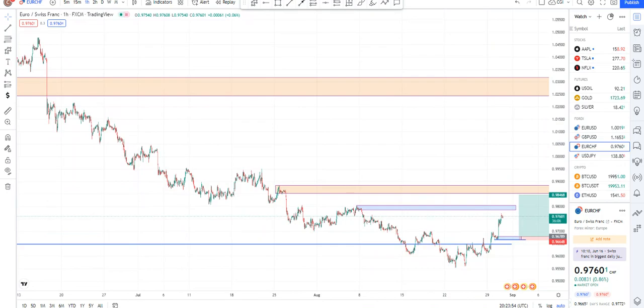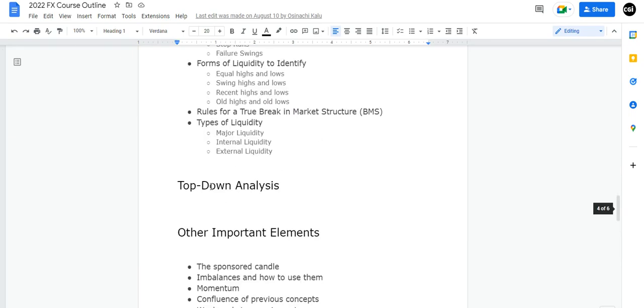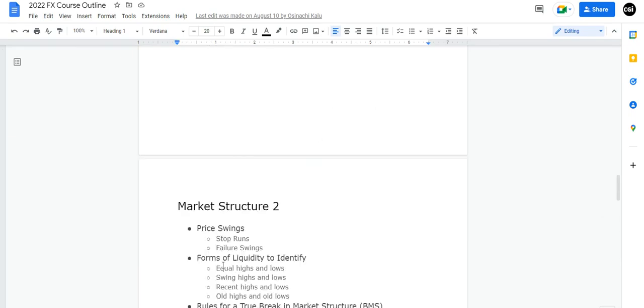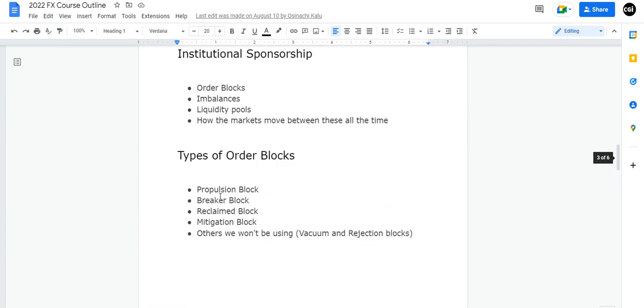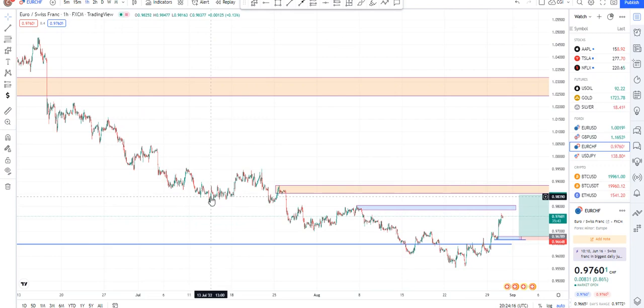Backtest everything we've learned so far. Backtest the sponsor candle, backtest the imbalances, backtest the stop runs, failure swings, equal highs and lows, all these things, mitigation block. Basically, the point of backtesting is not to see whether it works or not. It works. What you want to find out by backtesting is to make your eyes used to it.